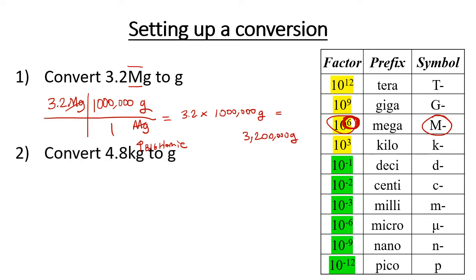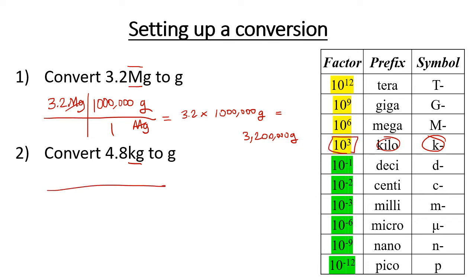Now, what does this look like for number 2 here? So let me clean this up a little bit. Let's go ahead and set up the second problem here. All right, so I want to convert 4.8 kilograms to grams. We can see that the prefix here is lowercase k. And so on this side, I'm going to look for a prefix with lowercase k, and that's kilo. Kilo is 10 to the 3rd power.